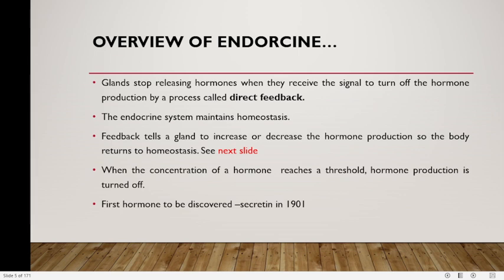So the endocrine system maintains homeostasis. Feedback tells a gland to increase or decrease hormone production so that the body can return to homeostasis. When the concentration of a hormone reaches a threshold, hormone production is normally turned off. Just for your information, especially for all of us who love history, the first hormone to be discovered was secretin, and that was in 1901.